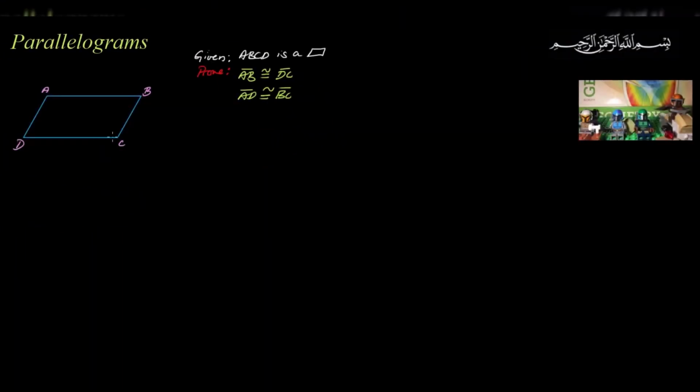Okay, so here we go. I have set up a proof over here. It says given ABCD is a parallelogram. Now this is a symbol of a parallelogram. It's kind of like this. That's supposed to be a symbol of a parallelogram.